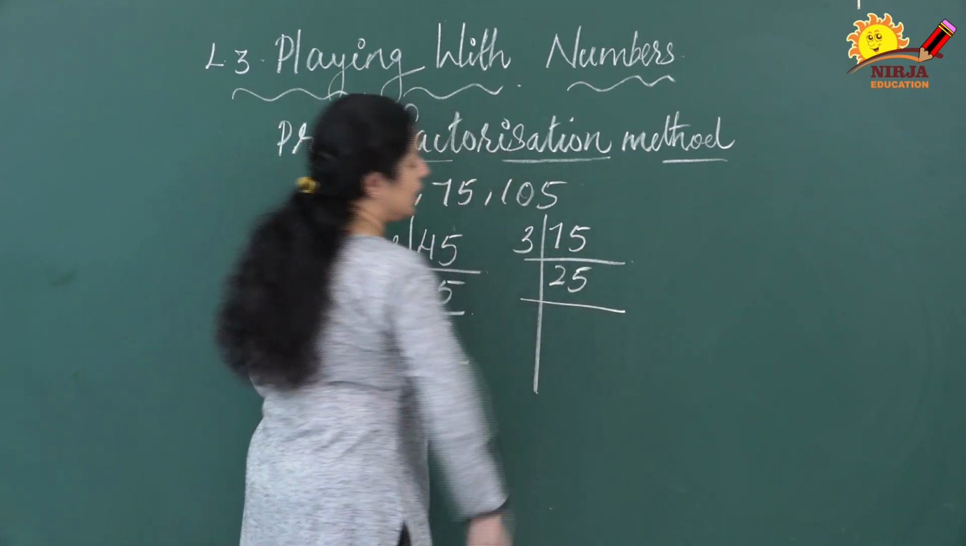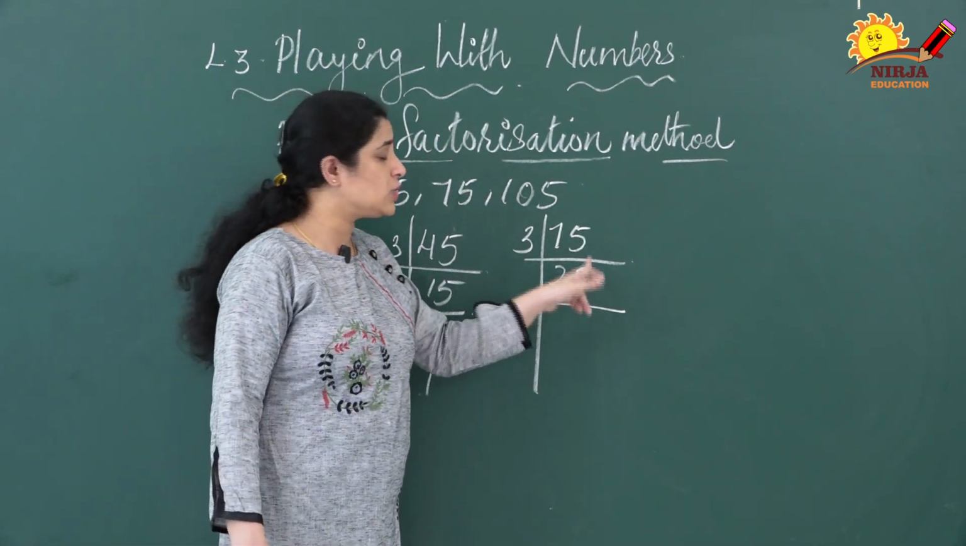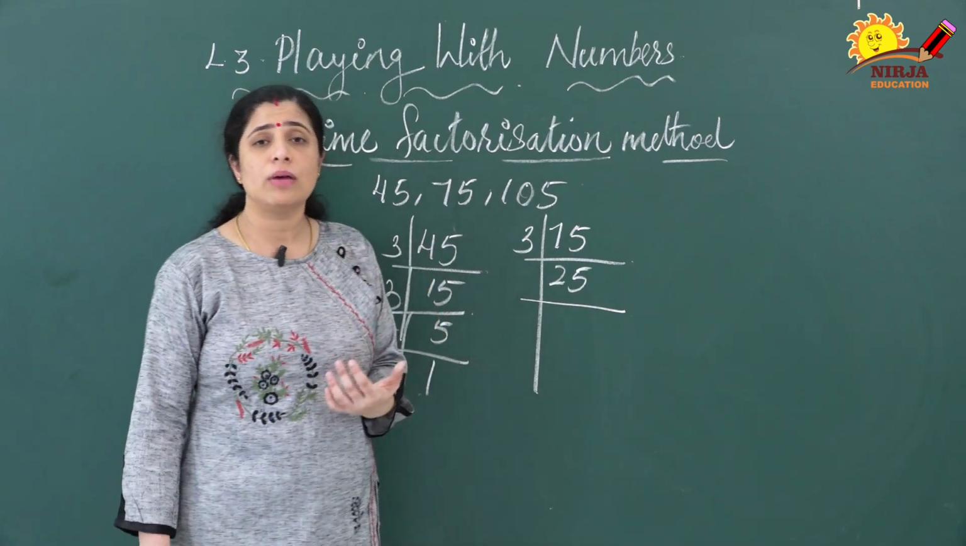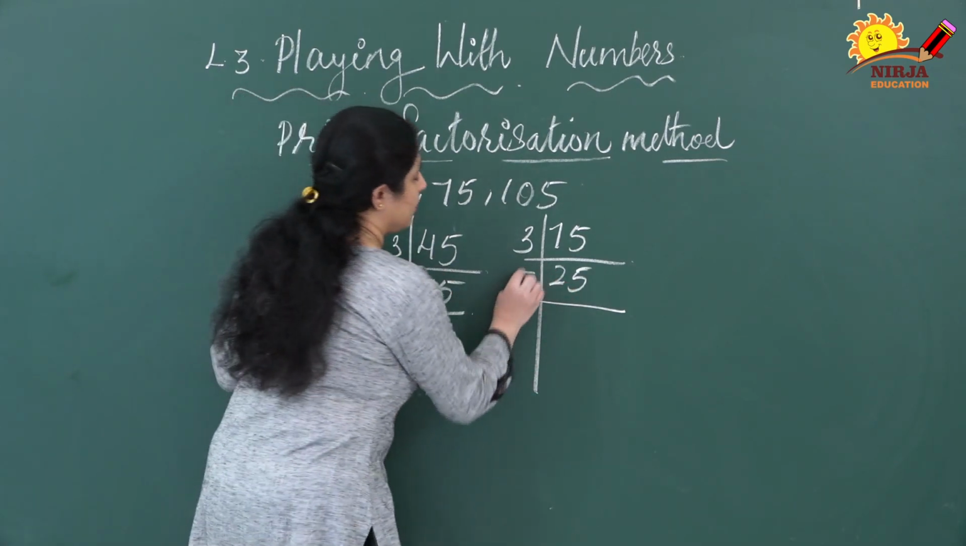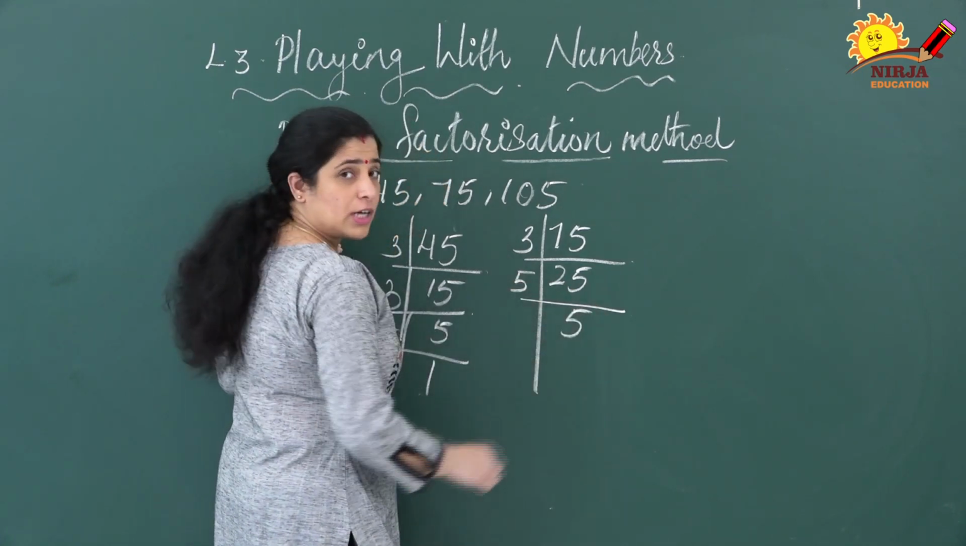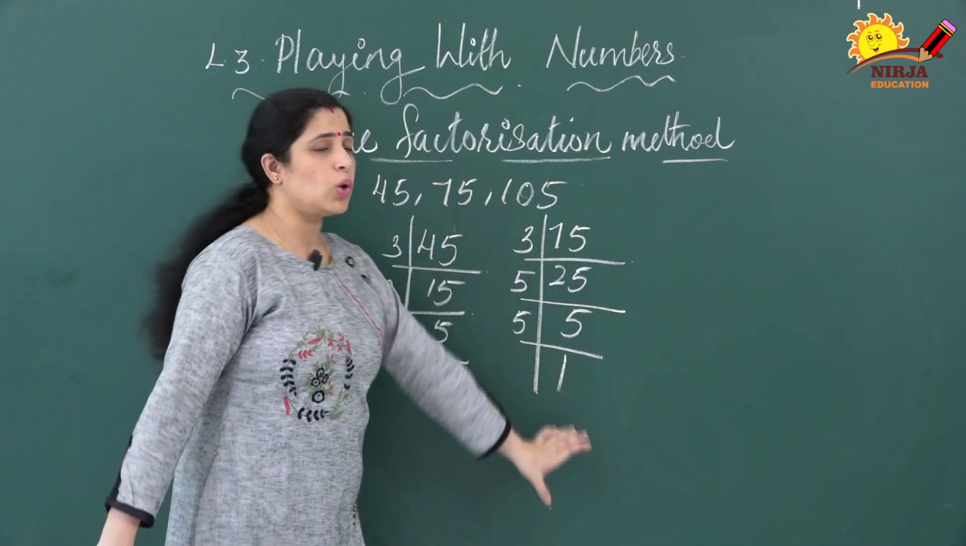Again this you can divide it by 5. You can't divide it by 3. 2 plus 5, 7. 7 is not a multiple of 3. So you can divide next by 5. So you will get 5 5s are 25. Again by 5, 1. So this also is over.